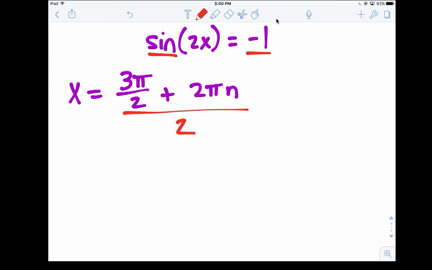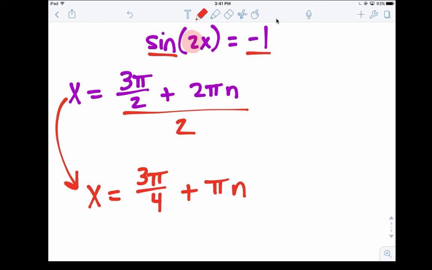Not 3, 2, because that is the number that's in front of the x term there. Okay? So what that's going to do is it's now going to turn your general solution to be 3 pi over 2 divided by 2 is 3 pi over 4, plus 2 pi over 2 is pi. Alright, so that solution at 3 pi over 4 is going to repeat every pi radians.